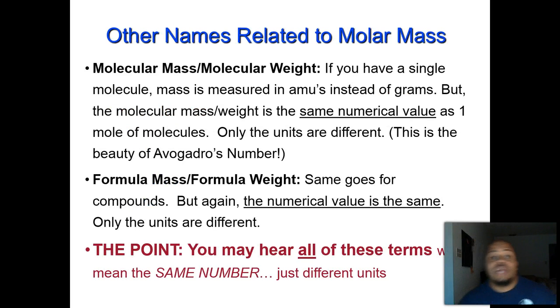Now, these are a couple of names that you're going to hear thrown around, and I need you to understand that it's going to be the same number, but the unit's going to change. If you hear molecular mass or molecular weight or formula mass or formula weight, each of these times we're looking at the combined mass of all of the atoms involved in that molecule or in that formula unit. But instead of looking at it in atomic mass units like we talked about before, we're going to look at it in grams. And this is what we say is the beauty of Avogadro's number. Because we're taking into account the number of atoms involved, now we can deal with things on a scale that makes sense to us.